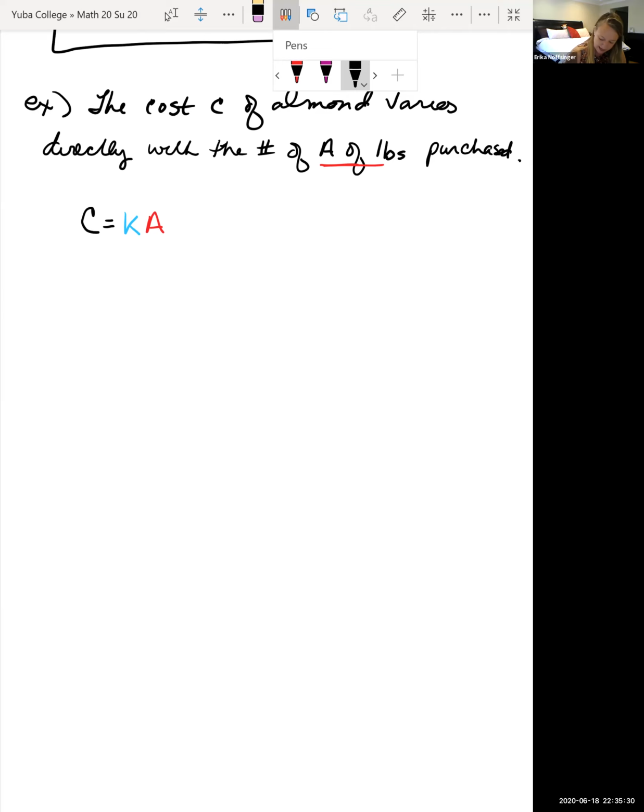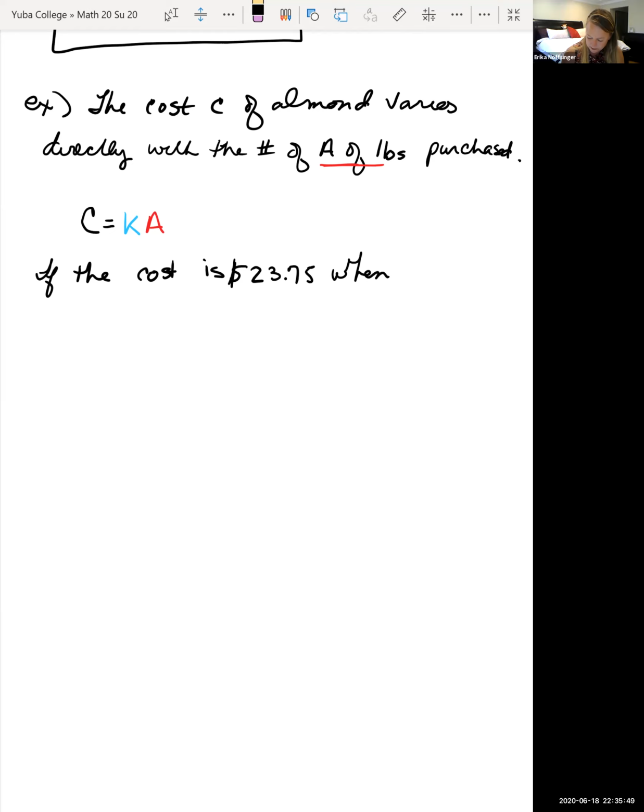So it then said if the cost is $23.75 when the number of almonds purchased is 5, so when 5 pounds is purchased. So I would actually stop there before I write any more, and I would go back in and say, okay, I can figure out what K is now. So let's figure out what K is with that information.